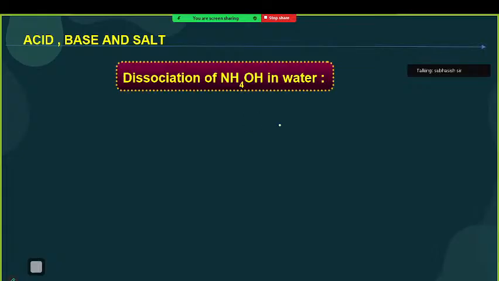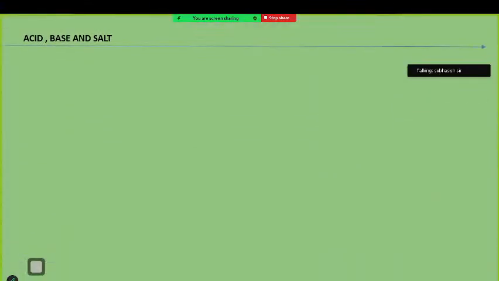Ammonium hydroxide is not a metal hydroxide, but the ammonium ion is a positively charged ion. It dissociates with the formation of NH4 plus and OH minus. Though ammonium hydroxide is a very weak alkali, it dissociates with the formation of NH4 plus and OH minus.